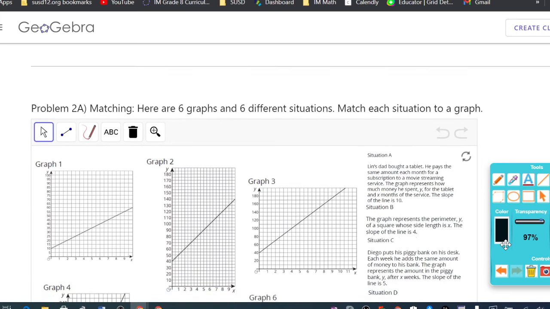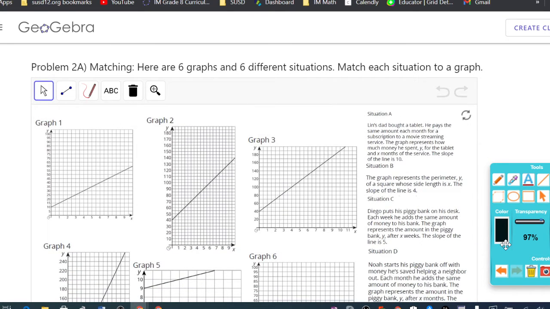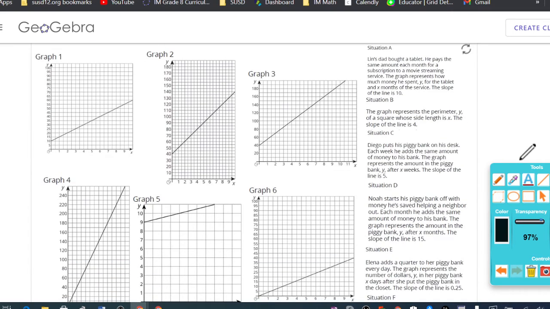Let's keep going. Problem 2a, matching. Here are 6 graphs and 6 different situations. Match each situation to a graph. Okay, you're not going to like this one. It's a little hard to read, but let me help you.